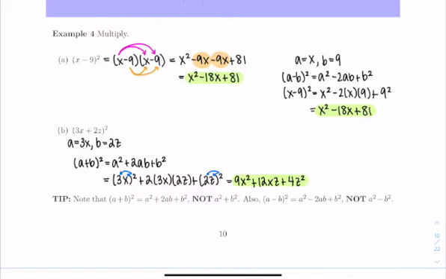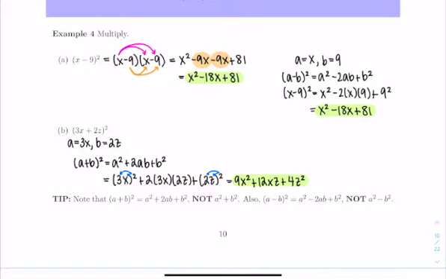So just be careful. (a plus b) squared is not going to give you a squared plus b squared. You are missing that middle term completely. Same thing goes for (a minus b) squared. This is not going to give you a squared minus b squared. So make sure that you either memorize the formula or you just write it twice and then FOIL it.